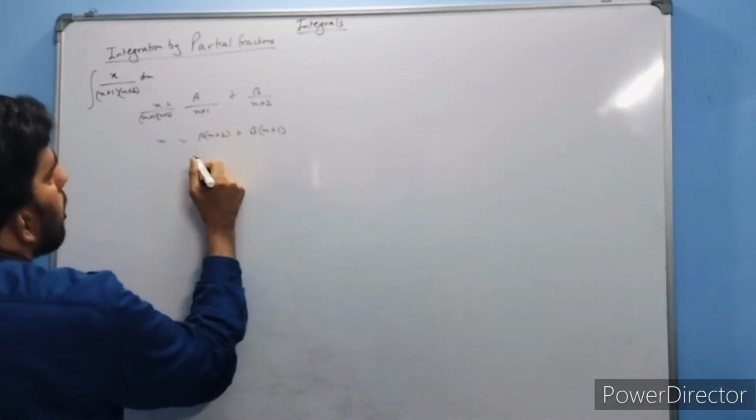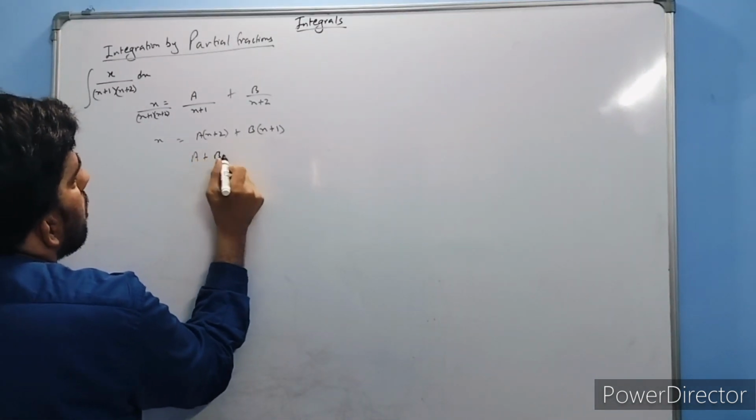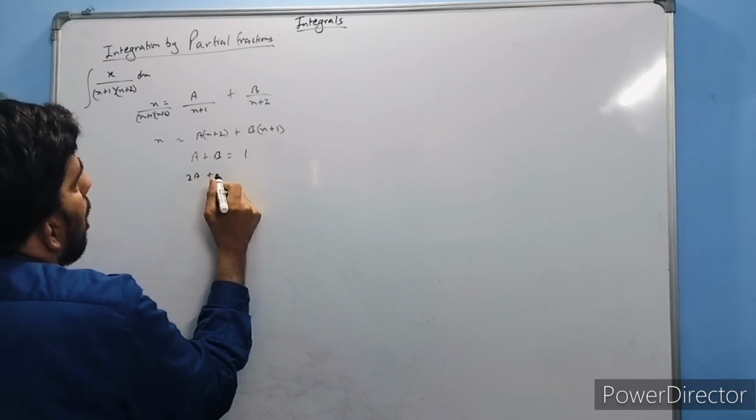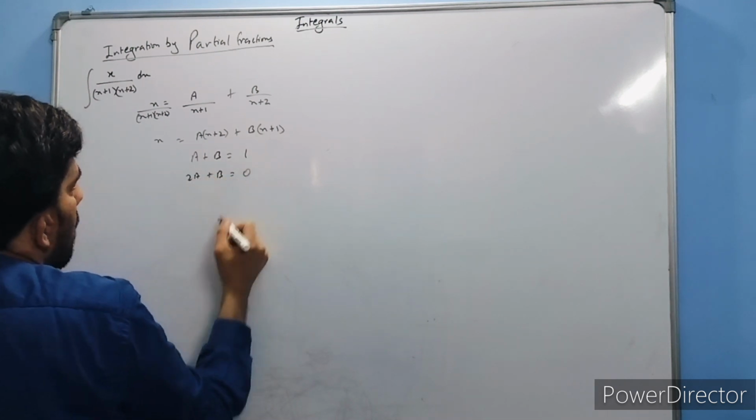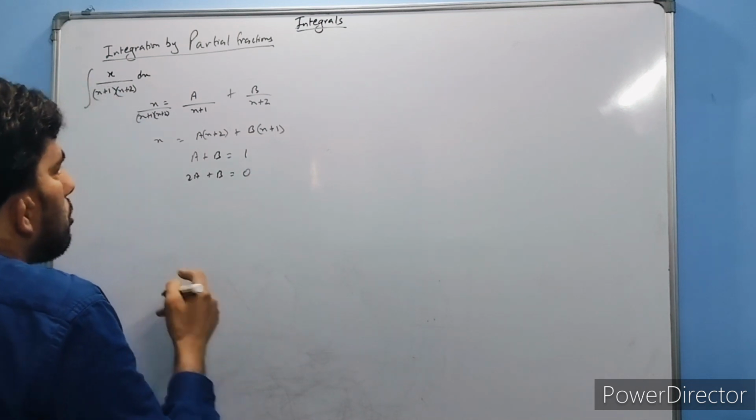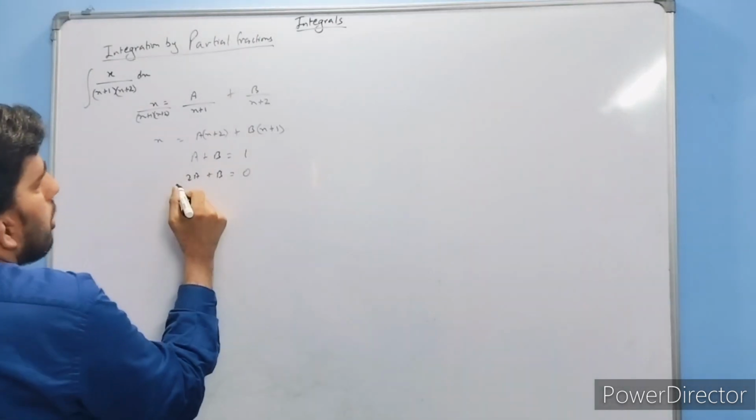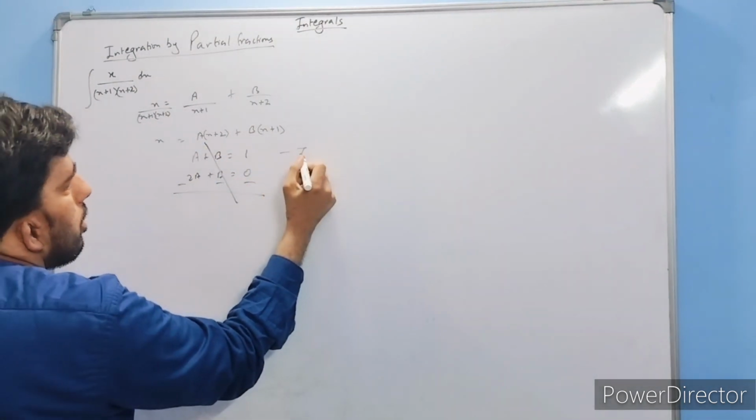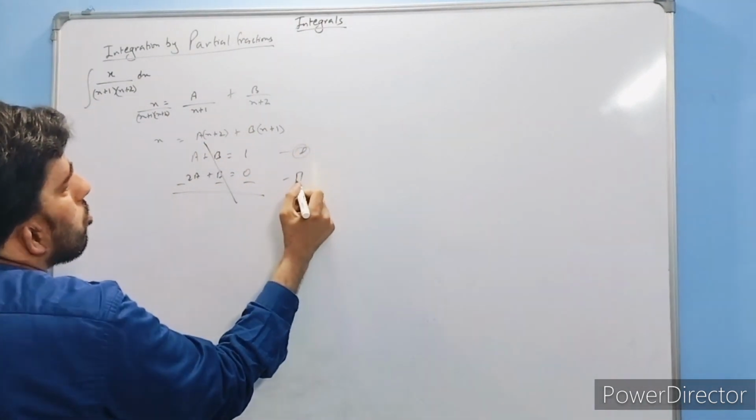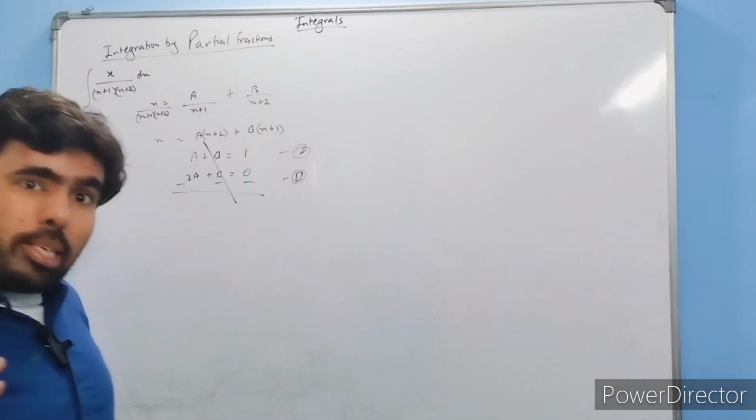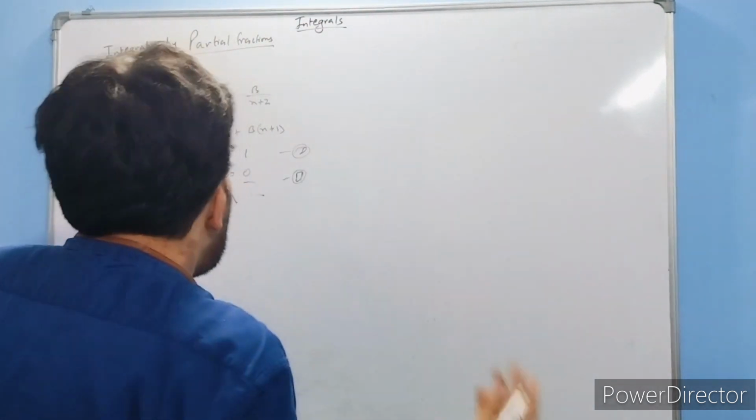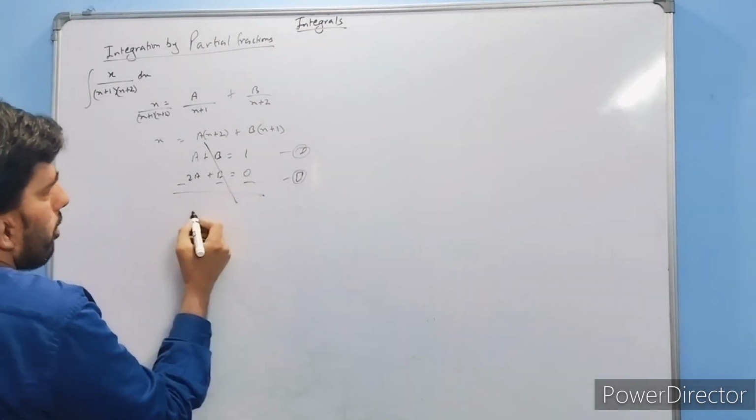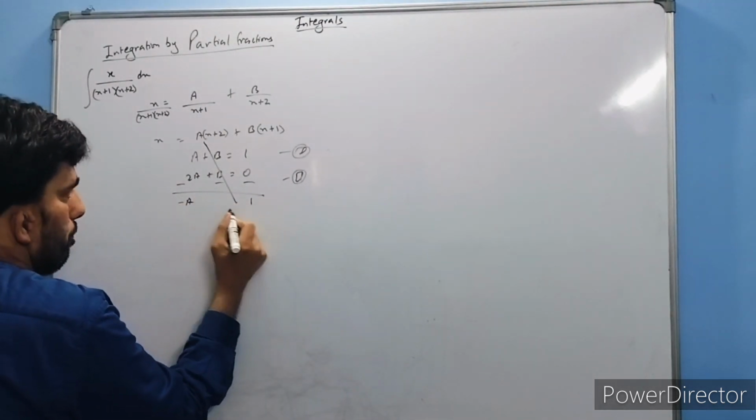So now we'll compare coefficients and we'll get A plus B is equal to 1 and 2A plus B is equal to 0. Now we have two equations. Let us solve them by subtracting. We have already learned how to solve equations in class 10th using different methods. Now in this class we'll apply them.